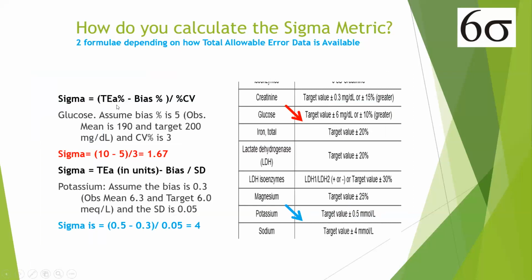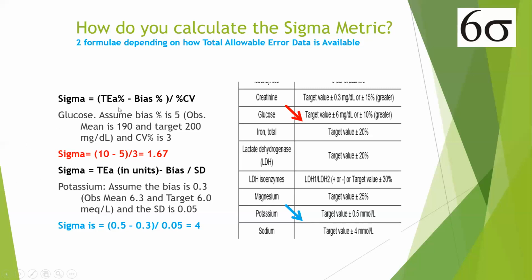If you're using percentage, then this is what we're using as a total error. Suppose this is our guideline for glucose in our laboratory. We're taking that the total error is 10% maximum, plus or minus 10% is your upper limit of total allowable error for glucose. And this is the CLIA guideline.